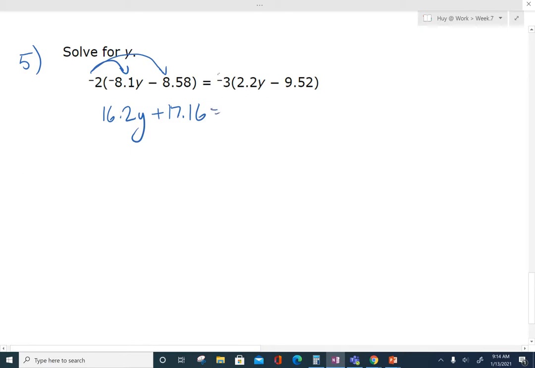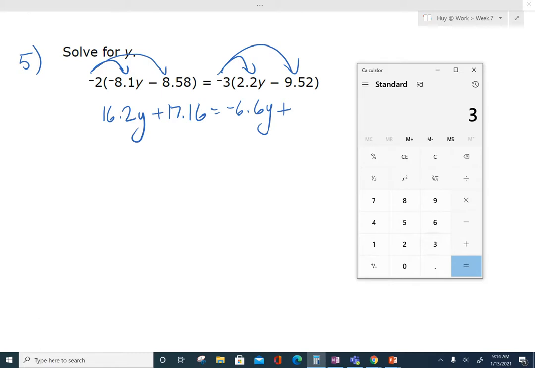So now on the right side, we're going to distribute and do the same thing. So -3 times 2.2 is going to be -6.6. And then -3 times a negative is going to be a positive. So I'm just going to write my plus there, just get it set up so I don't forget it later. I'll do 3 times 9.52, 28.56.